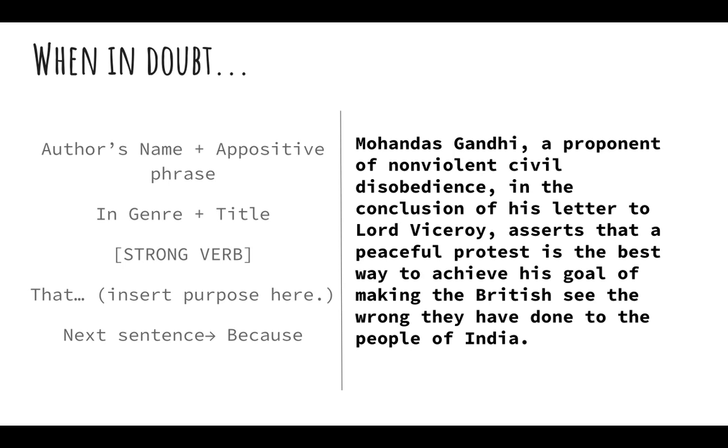Remember that a positive phrase modifies before it. So in my example, we have Mohandas Gandhi, a proponent of nonviolent civil disobedience, right? And then the second thing, remember what I said earlier. It's really important to identify specifically what it is we are looking at. So for the second part of my sentence, I'm going to put, in the conclusion of his letter to Viceroy Lord Irwin, right? That is super important.